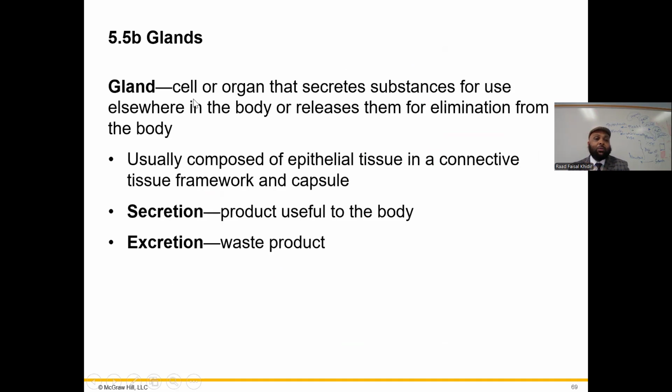Glands are also a type of epithelial tissue, and these are a cell or an organ that secretes a substance for use elsewhere in the body or releases it for elimination from the body. Usually composed of epithelial tissue in a connective tissue framework and capsule. The secretion is a product useful to the body, and an excretion is a waste product.